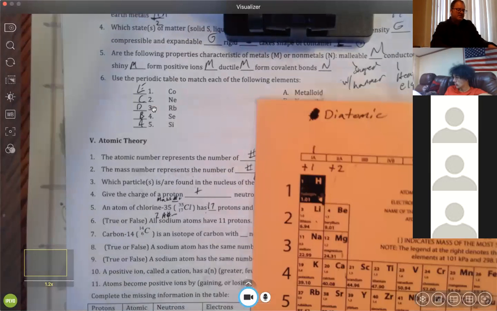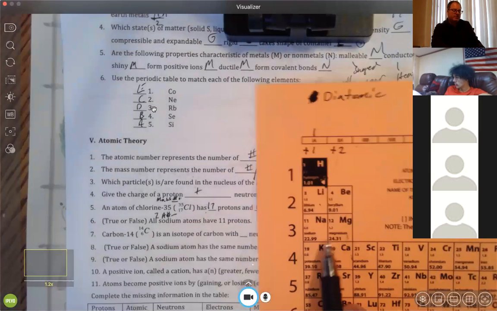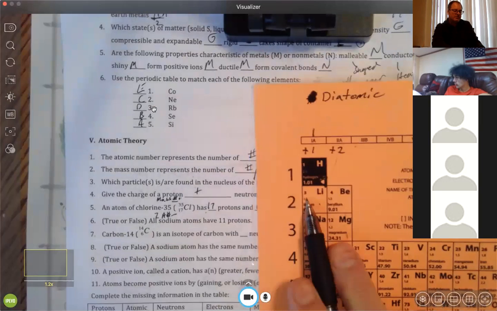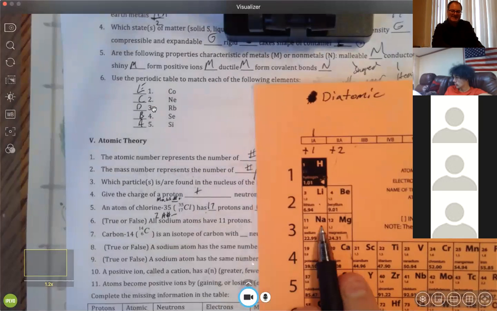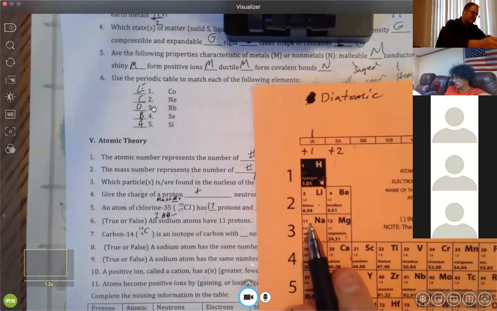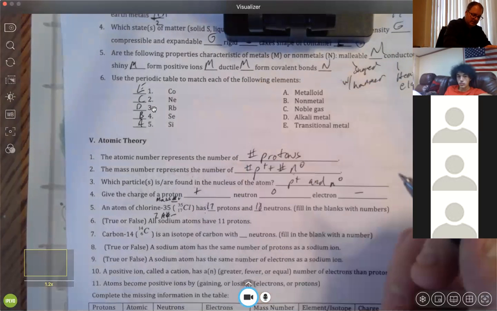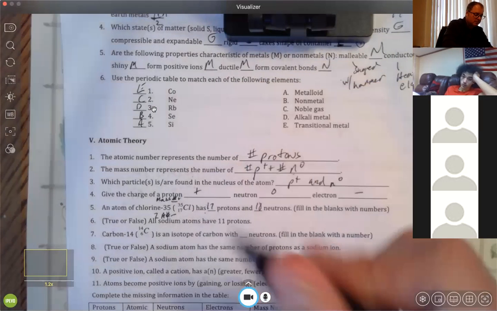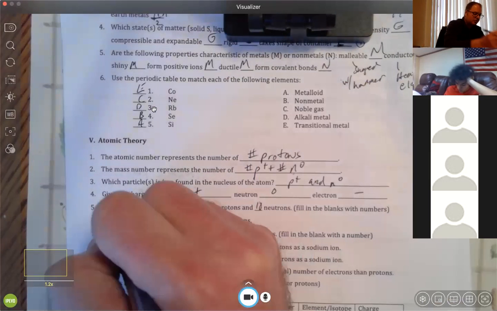All sodium atoms have 11 protons. Well, we said the number of protons is equal to the atomic number, which can be found on the periodic table. Here is sodium. It says 11. That's the identifier for that. The identifier is the number of protons. That is true.